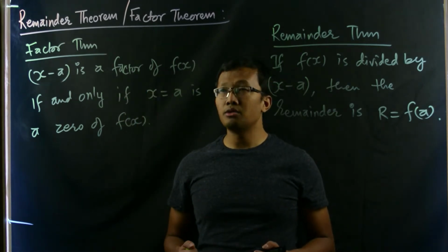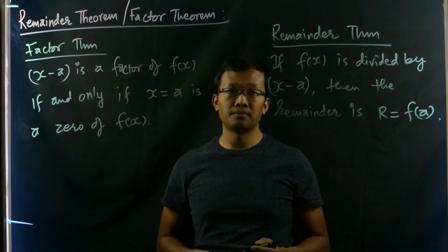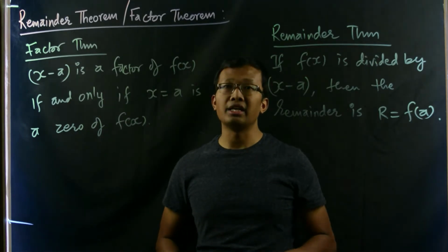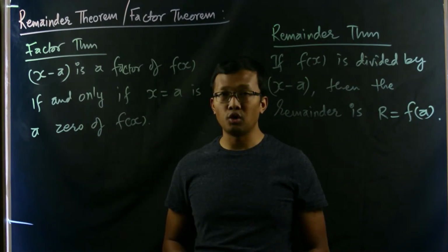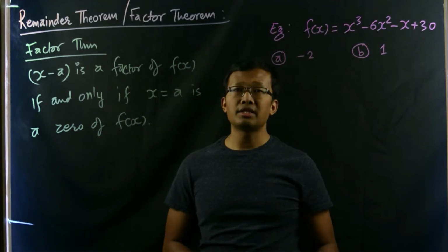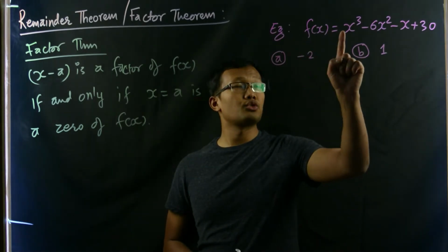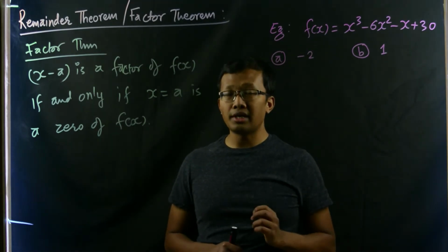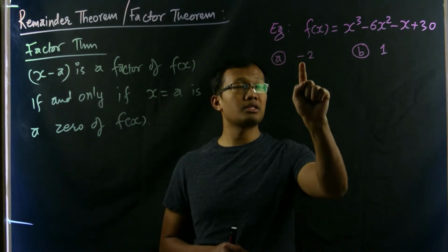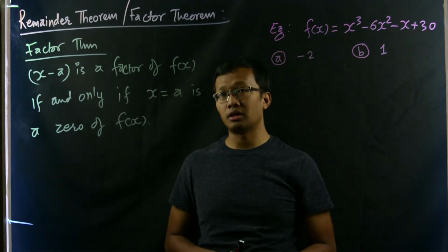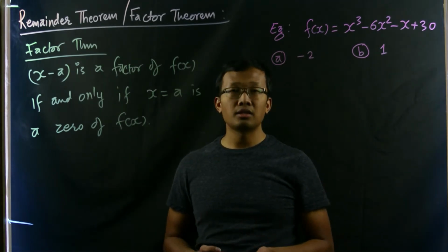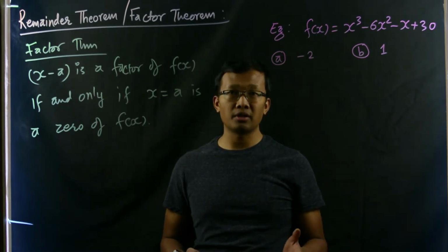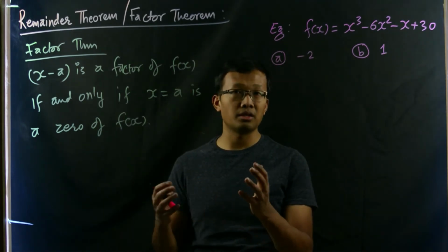So let us use this factor theorem and try to see if any number is a zero of a polynomial or not. Let's take an example. f of x equals x cubed minus 6x squared minus x plus 30, and we would like to see whether these two numbers are zeros of this polynomial or not. To do that, we would go for a combination of remainder theorem and factor theorem.